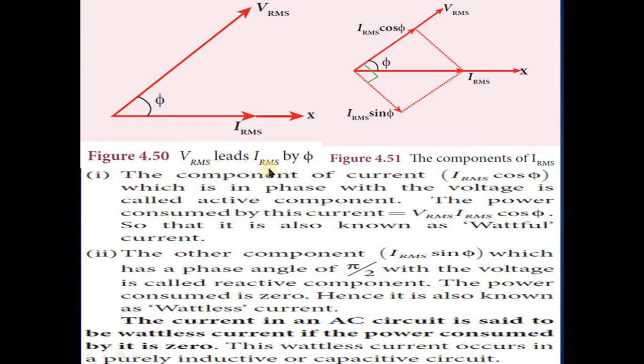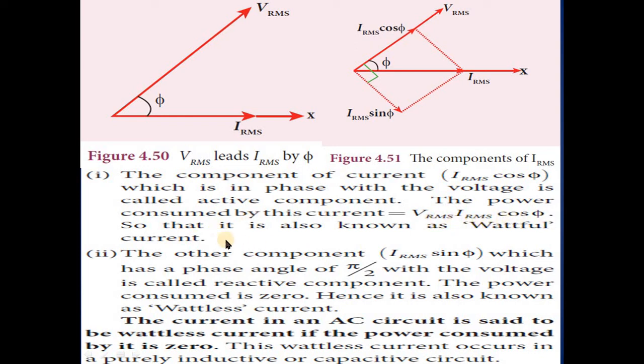The first point: the component of current, Irms cos phi, which is in phase with the voltage, is called the active component. Please note it down, children. The power consumed by this current is equal to Vrms Irms cos phi, because we already know the formula for power: power is equal to Vrms into Irms into cos phi.